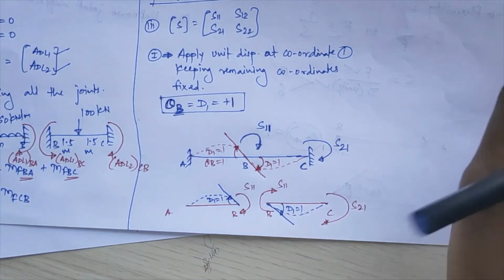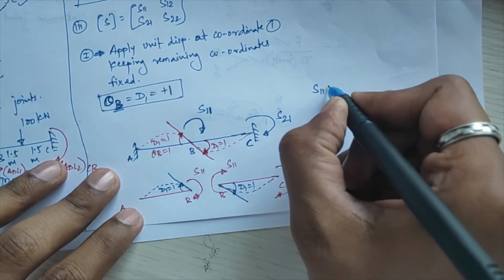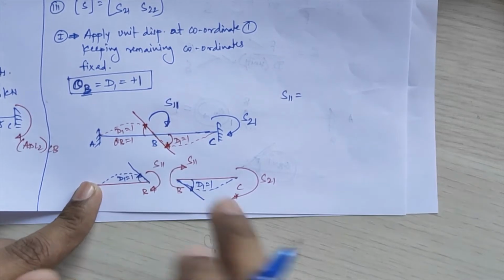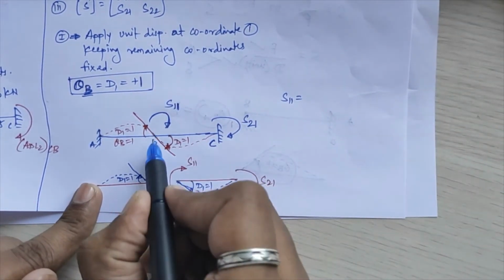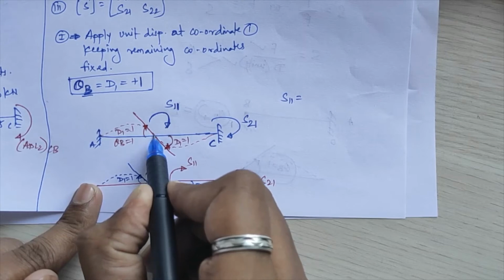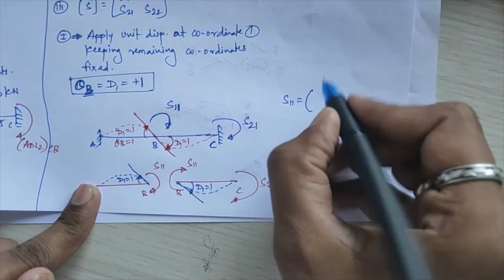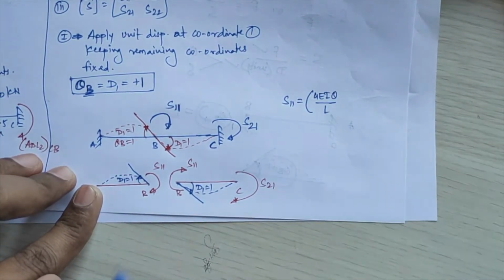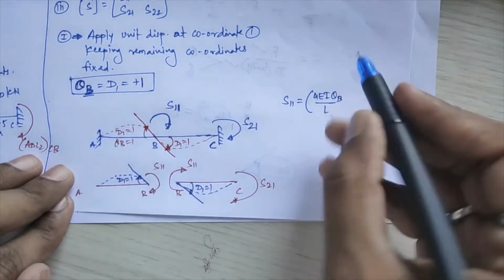Now we'll see the values of S11 and S21. So the S11 value. Your unit displacement is applied at your first point, right? Here you have the near end and far end concept. If the unit displacement is at point B, this joint will be your near end joint, and the near end joint will have a rotation moment of 4EI theta upon L, and that theta will be your theta b value, because we are looking at theta b.